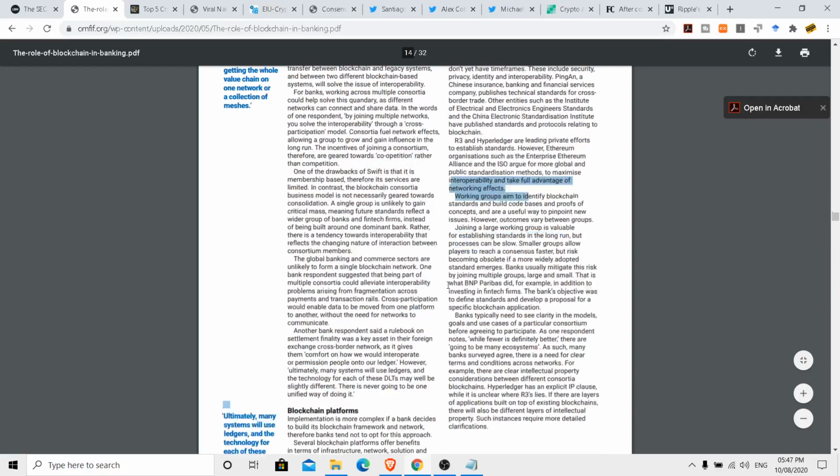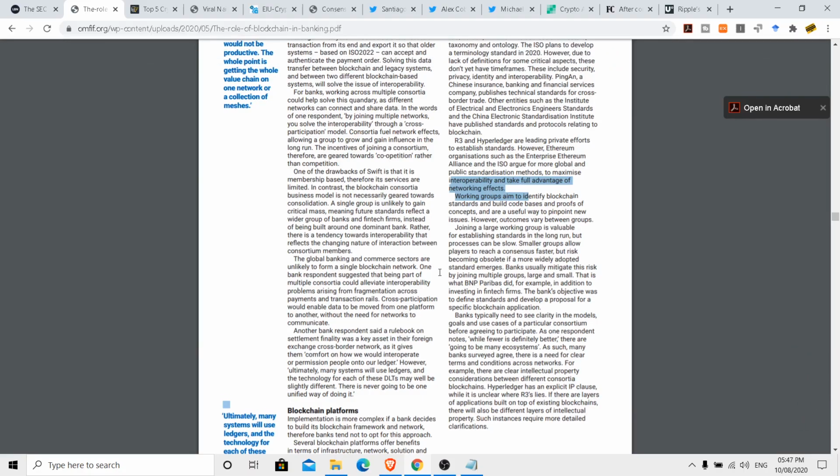Now if we look at the partnerships of Ripple, the company, and understand that the network effect is kicking in as they change the entire transaction rails to get this interoperability. Here this states the global banking and commerce sectors are unlikely to form a single blockchain network. I'm sure about that. And why are they talking about that? Because they are looking at the cross participation that would enable them to communicate in between, which is the interoperability problem.